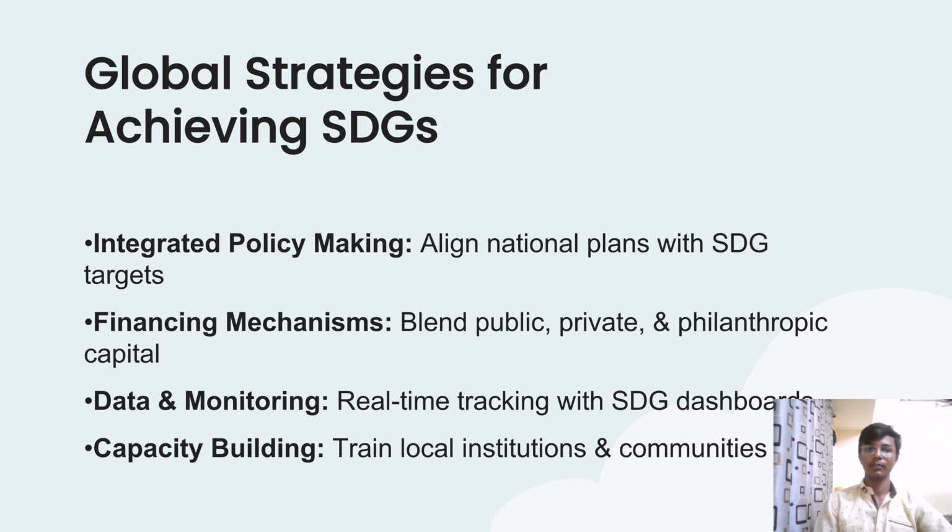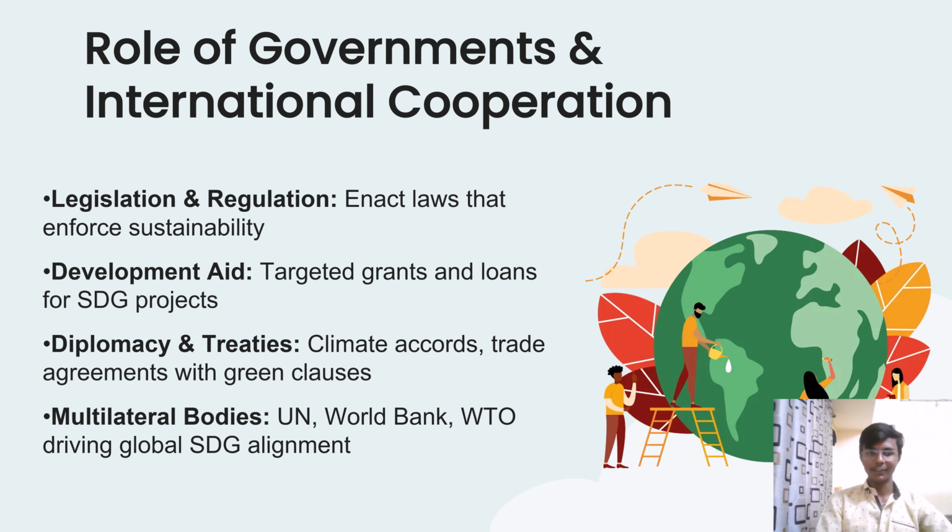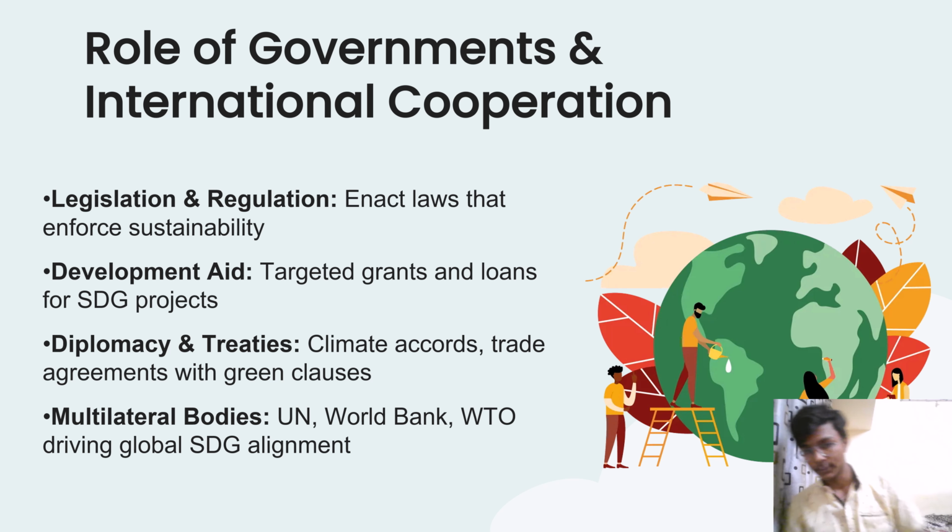And next, global strategies for achieving SDGs. Integrated policymaking: align national plans with SDG targets. Financial mechanisms: blend public, private, and philanthropic capital. Data monitoring: real-time tracking with an SDG dashboard. Capacity building: train local institutions and communities. And next comes the role of governments and international cooperation. Legislation and regulation: enact laws that enforce sustainability. Development aid: targeted grants and loans for SDG projects. Diplomacy, guys. What is diplomacy?